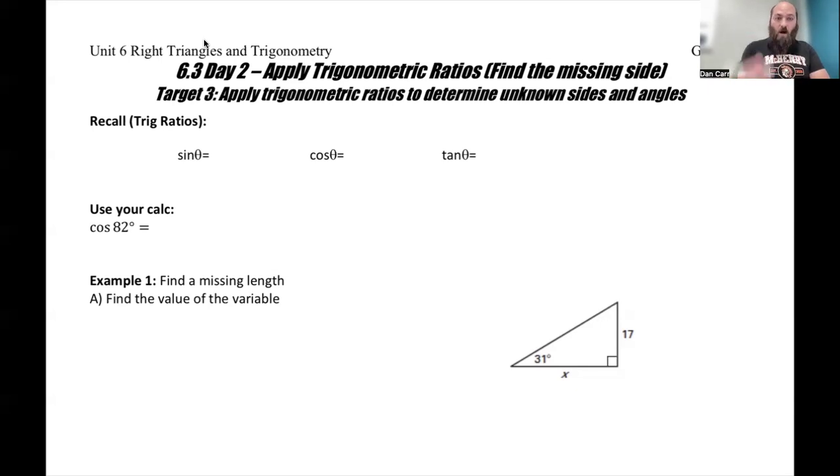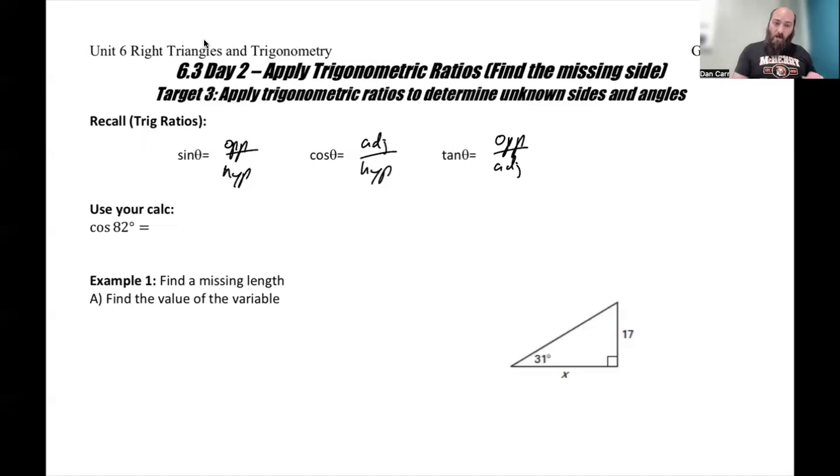Quick recall: sine, cosine, tangent. Sine is opposite side divided by the hypotenuse. Cosine is adjacent side divided by hypotenuse. And tangent is opposite divided by adjacent.